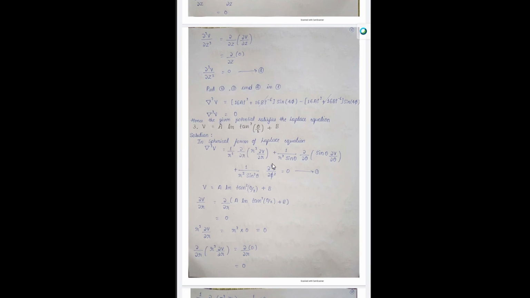And the last one you should do with respect to phi. In the given potential, if you observe, there are no phi terms. So whatever you do with respect to phi, everything will be 0. So you get dou square V by dou phi square is 0. So after finding all the differentiations of the Laplace equation terms, substitute all these three in equation 1.